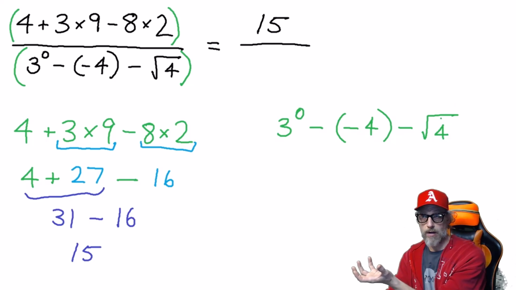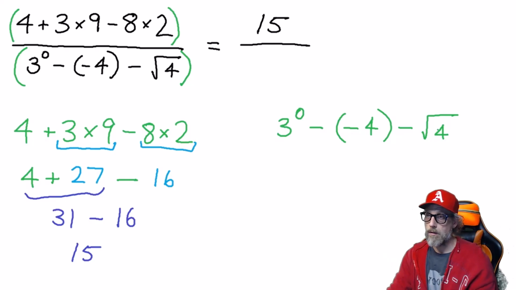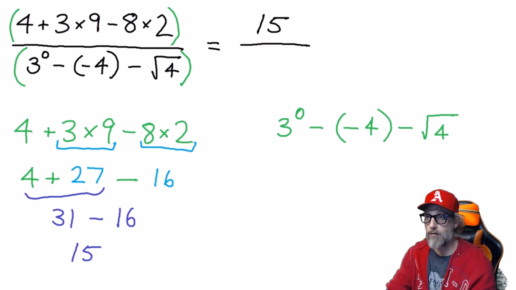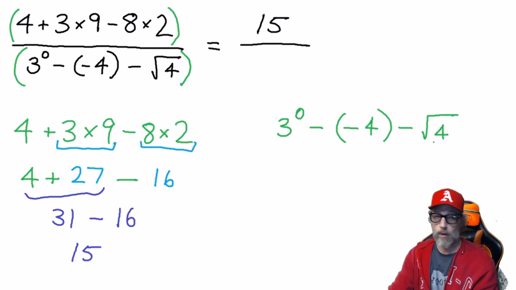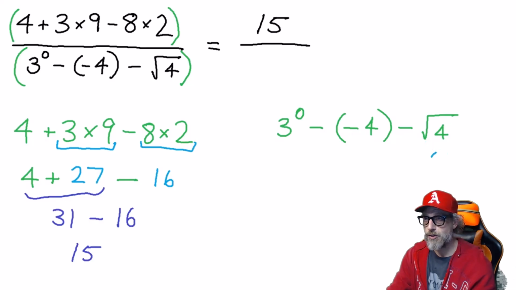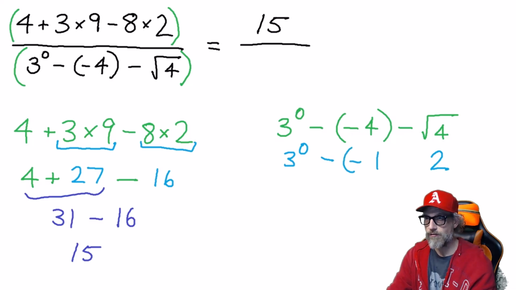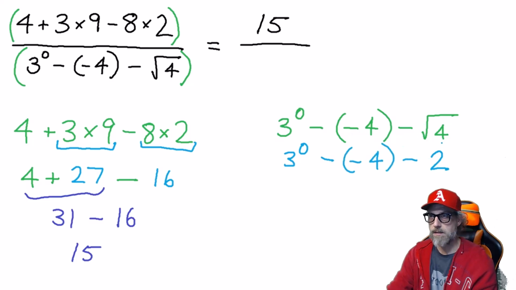Now we have a square root of 4. There's no math that we need to do inside first. It's just holding that 4, but now we can evaluate that square root of 4. We're looking for what number times itself equals 4, and that answer is 2. And let's recopy everything else. 3 to the power of 0 minus negative 4 minus, and then square root of 4 equals 2.